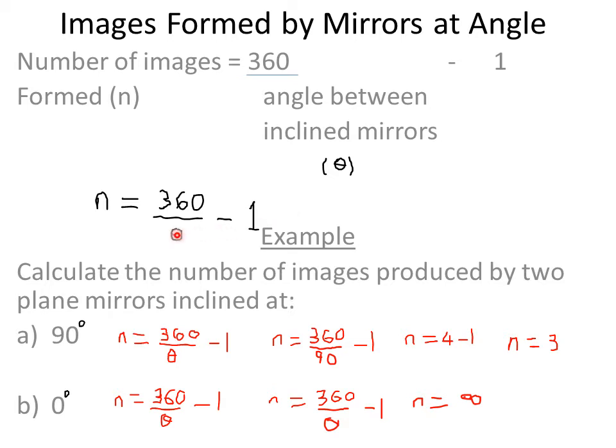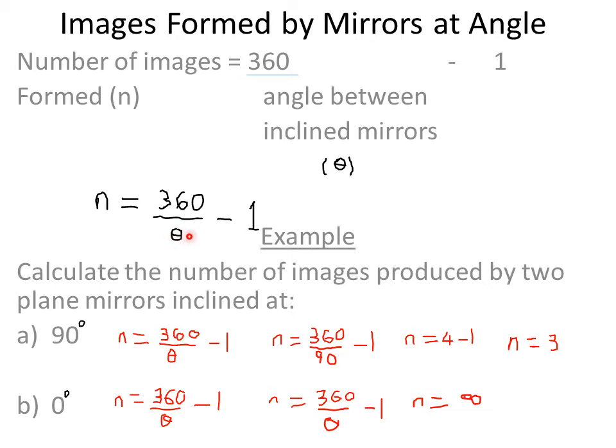But when the angle of inclination is small, for example if the angle is 1, the images formed will be 360 divided by 1, which is 360, minus 1, you get 359, which are very many images. So the smaller the angle of inclination, the more the images formed. The larger the angle of inclination, the fewer the images formed, because you are dividing by a larger number.